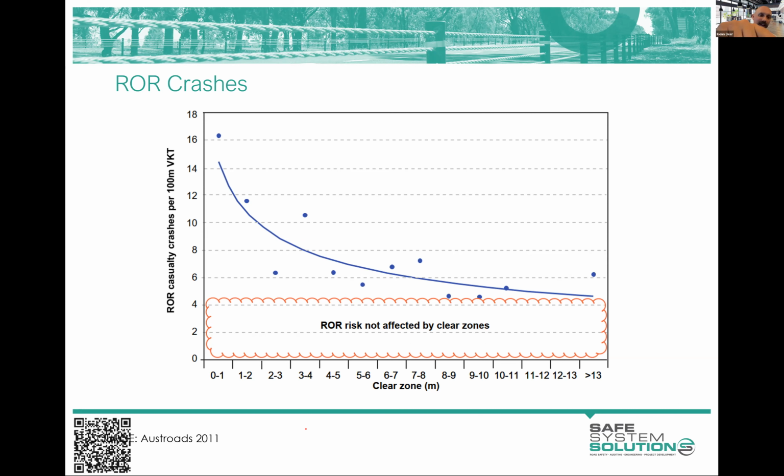And then, this analysis looked at runoff rate casualty crashes per 100 million VKT. Prize for the person who tells me what VKT stands for first. And down here, we've got clear zone. So this is from edge line out, so area cleared.